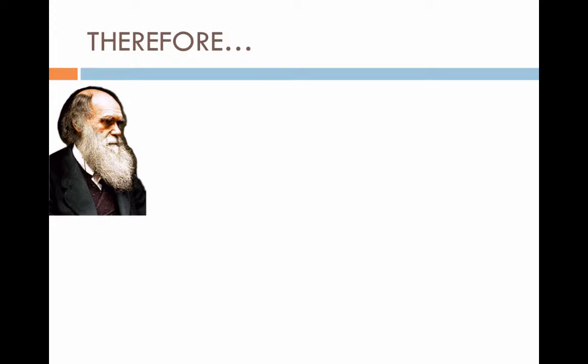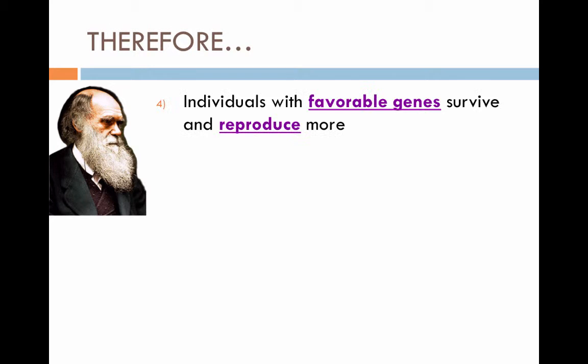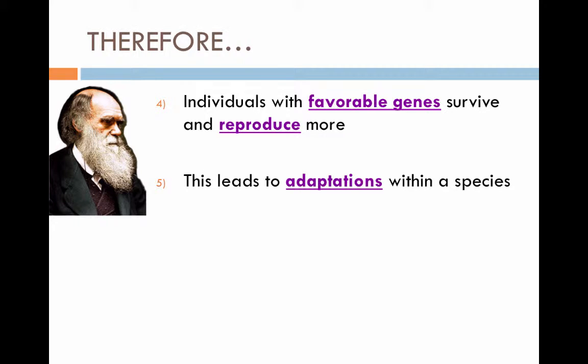Therefore, since all organisms are different, there aren't enough resources for everyone, and organisms have to compete for these limited resources. Individuals with favorable genes survive and reproduce more. This should make sense. Those that have the best genes for the environment will survive the competition and therefore will eat and therefore will mate and therefore will reproduce and have more babies. This leads to adaptations within a species.